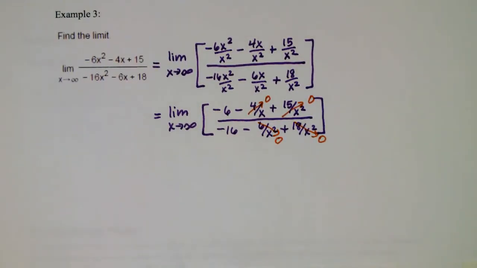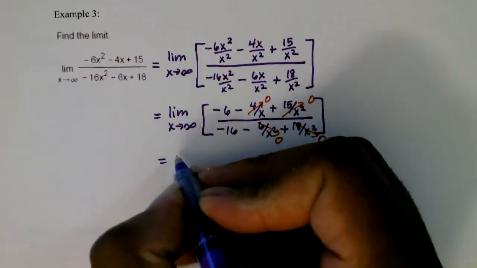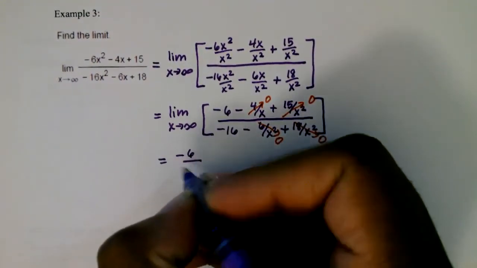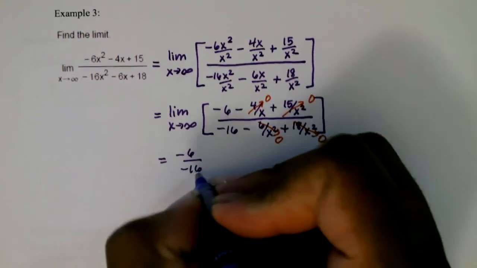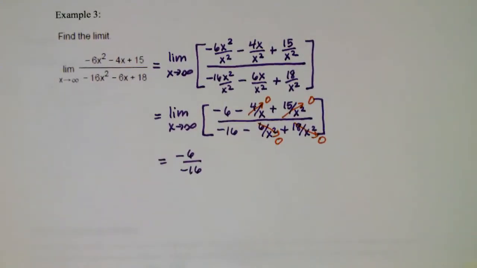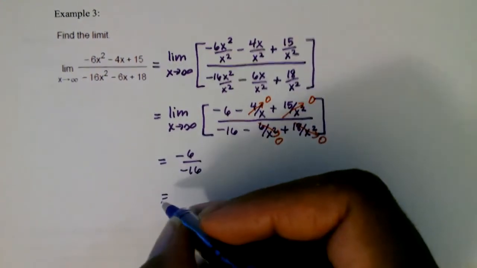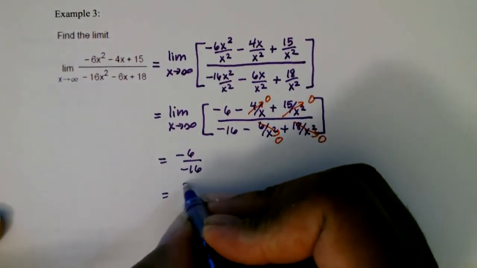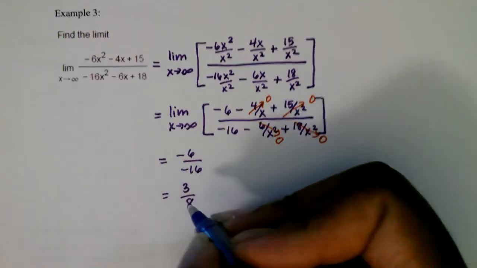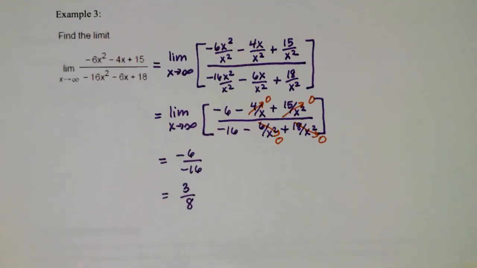So this is what I'm going to be left with, just negative 6 over negative 16. And if I reduce, I'll divide the numerator and the denominator by 2. And negative divided by negative is a positive. So this will end up being, in simplest form, 3/8.